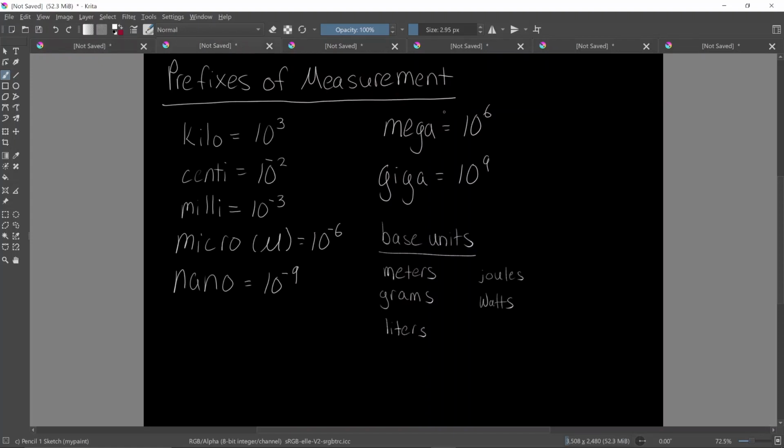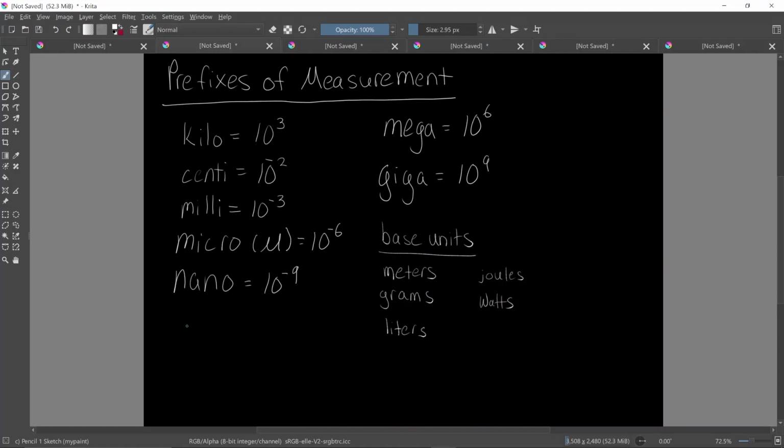The prefixes of measurement, I wrote down a lot of the common ones here. You have kilo, centi, milli, micro, nano, mega, giga, and each of these would be attached to a base unit. So you would have kilometers or centimeters or kilograms and centigrams, and that's how that would work.